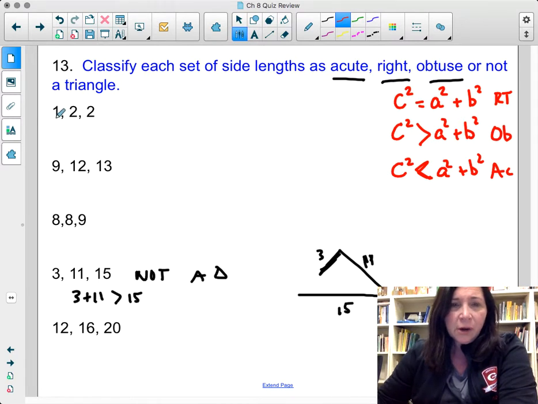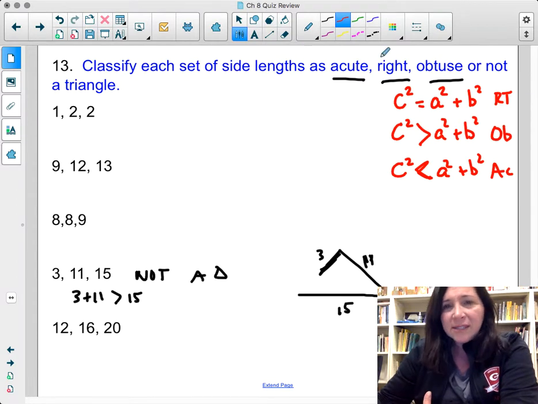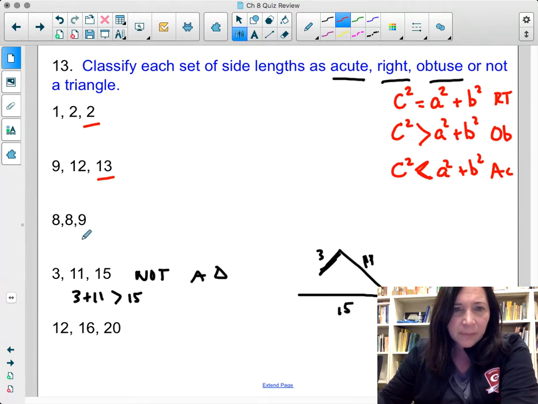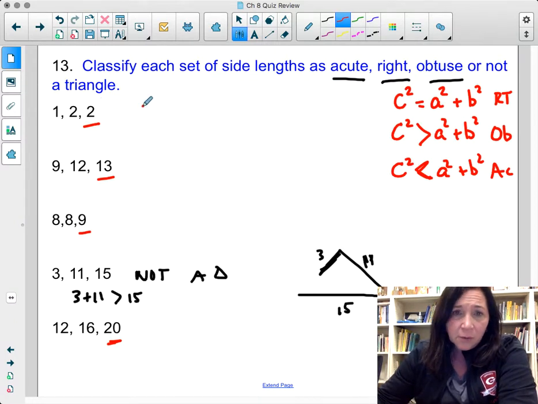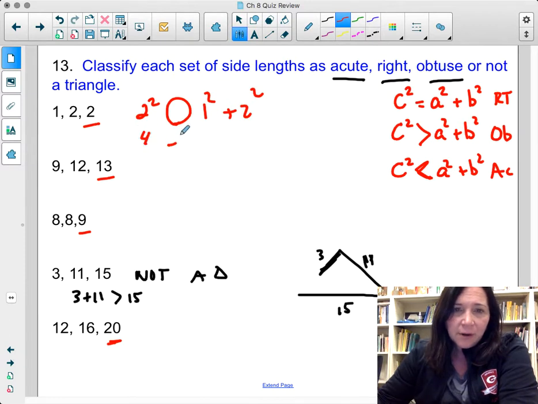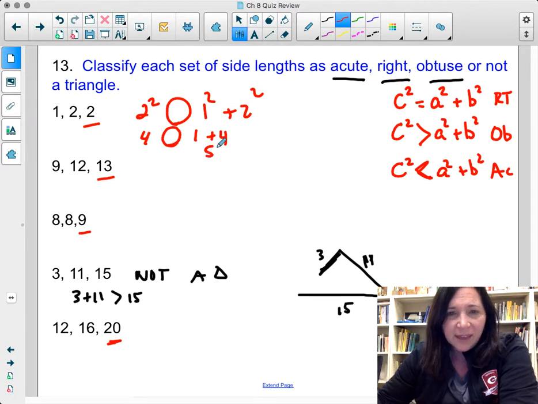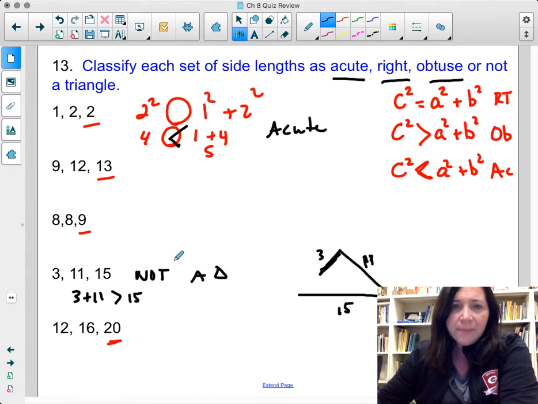So let's figure out what these are. You always start off with c squared, okay, because it just makes it easier to figure out. c is always the largest side. So here's my c, largest side. Here's my c, here's my c. So I'm going to go c squared. So 2 squared is what to 1 squared plus 2 squared, okay? This is my c again. Oh, so let me finish the problem. So we've got 4 is what to 1 plus 4. Well, that's 5. So 4 is less than 5. So if it's less than, it's an acute triangle, okay?